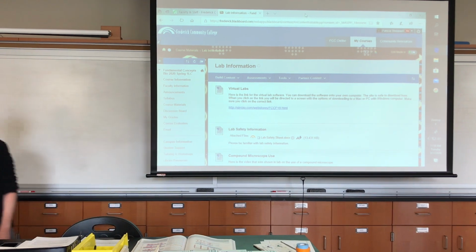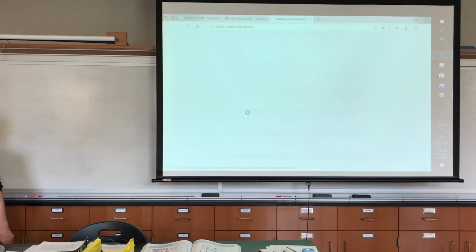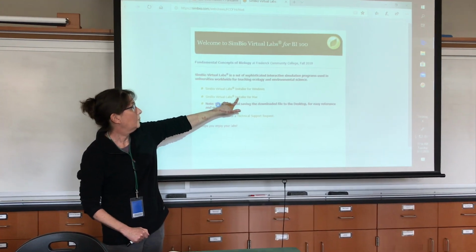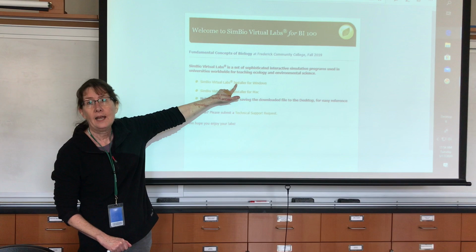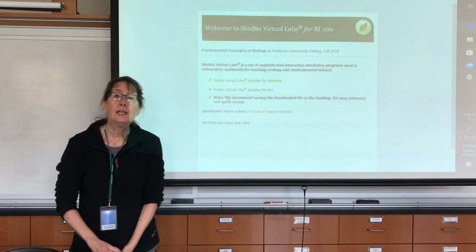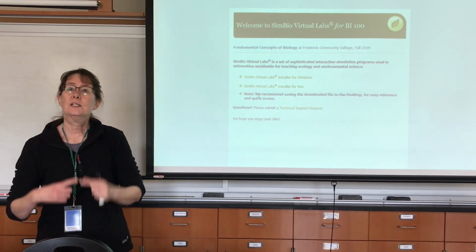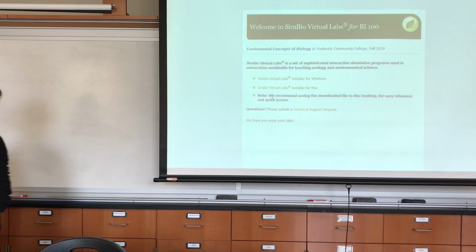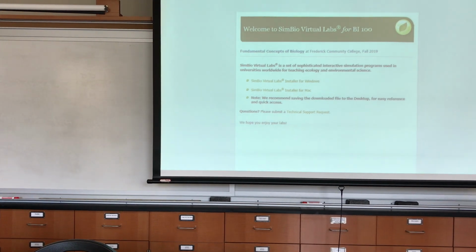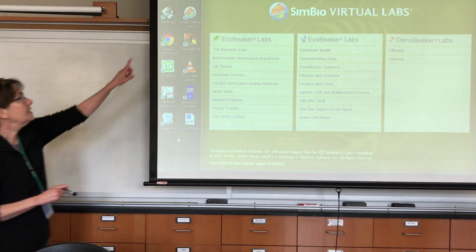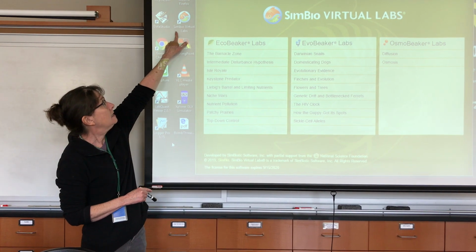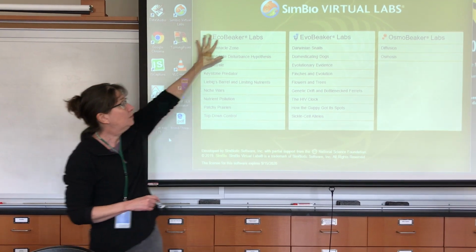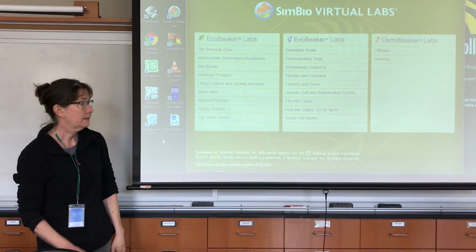When you click on that link, you will be brought to a website that gives you the option for downloading onto a Mac computer or one that has Windows. When you click on either of those links, it will bring you through the steps you need in order to download that software onto your computer. Once it's on your computer, you will see an icon that looks like this, Symbio Virtual Labs. When you click on that icon, it will bring up a screen that looks like this.